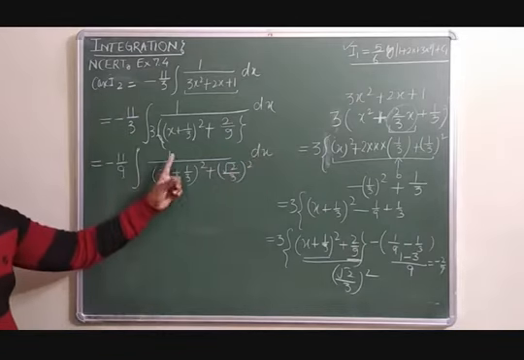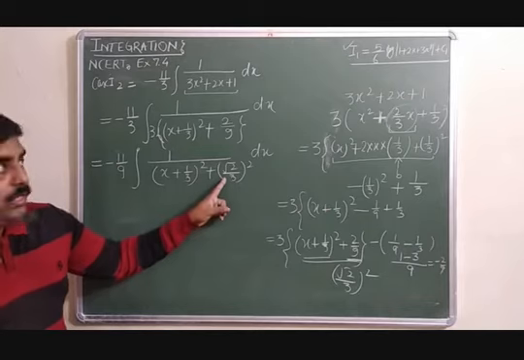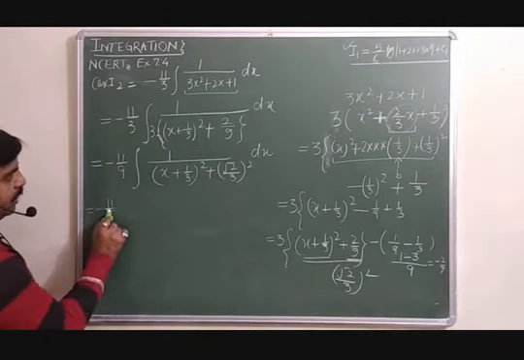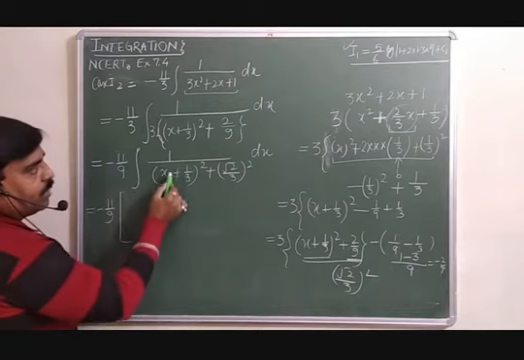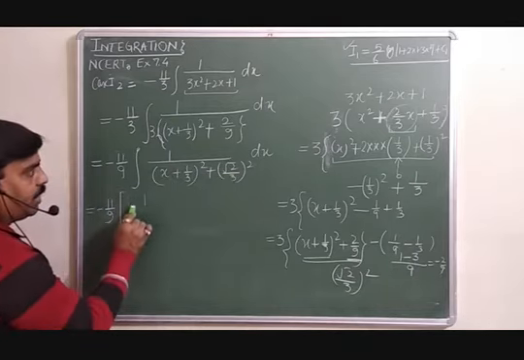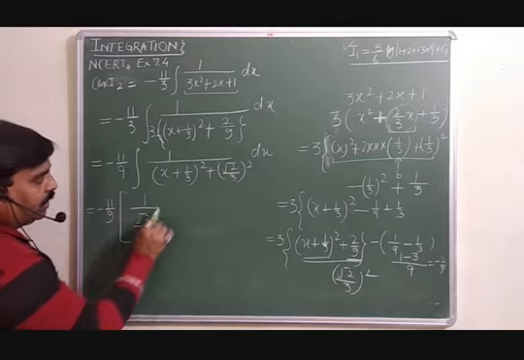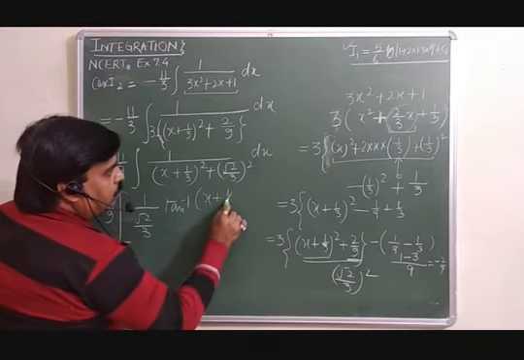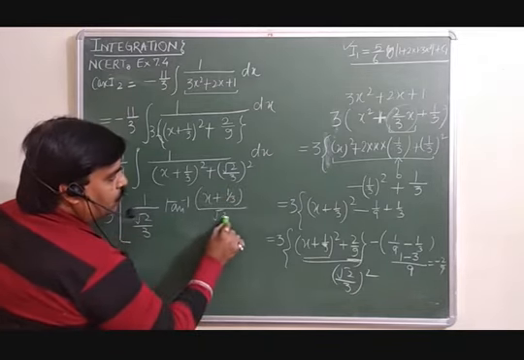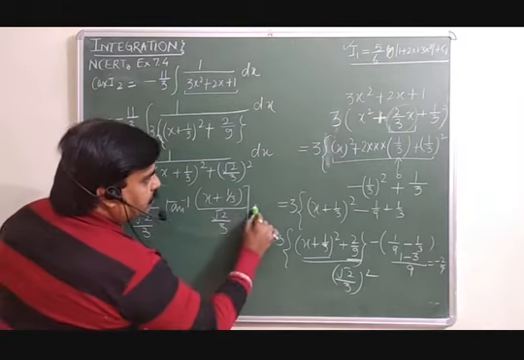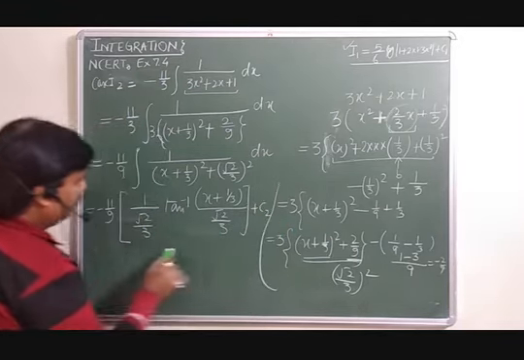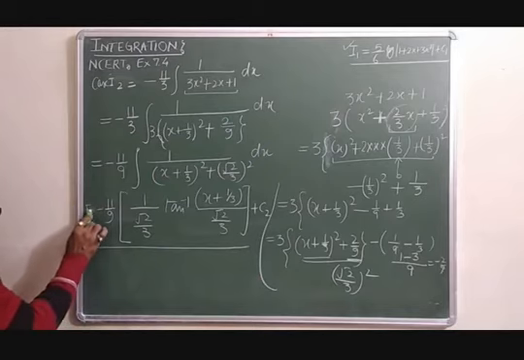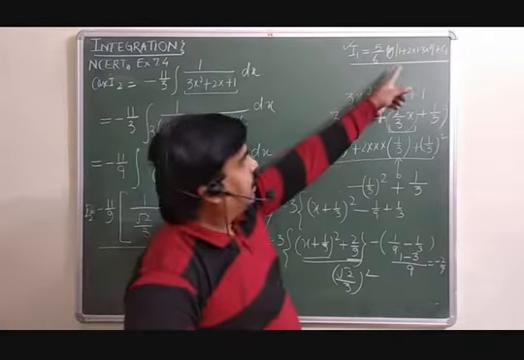Now here you can apply the formula for 1 over x² + a². What is 1/(x² + a²) dx equal to? Minus 11/9 times 1/a, that is 1 over √2/3, into tan inverse of (x + 1/3) over (√2/3), plus c2. This is your I2, and this was your I1, this one only.